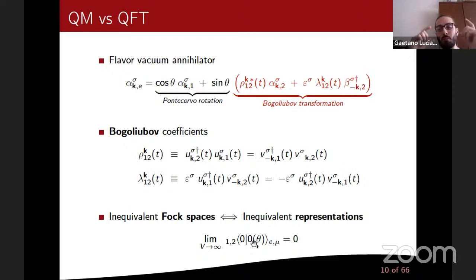If you try to compute the scalar product of these two states in the infinite volume limit, the quantum field theory limit, you can see that this product is 0, which means that the two states are orthogonal, which means that the two Fock spaces built on these two states are inequivalent, okay? So in other terms, we can say that the flavor fields and the mass fields live in different Fock spaces.